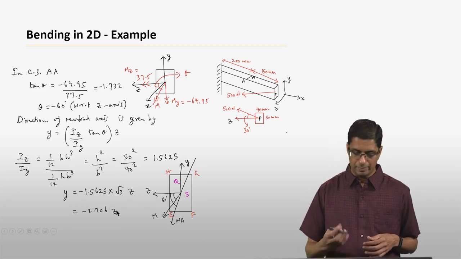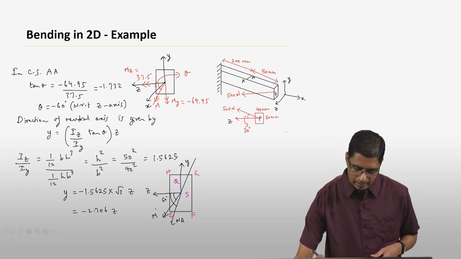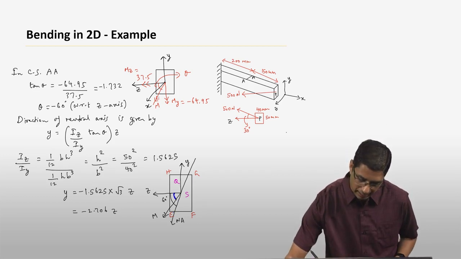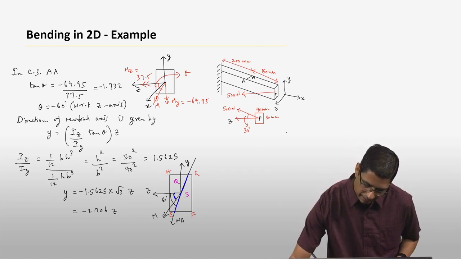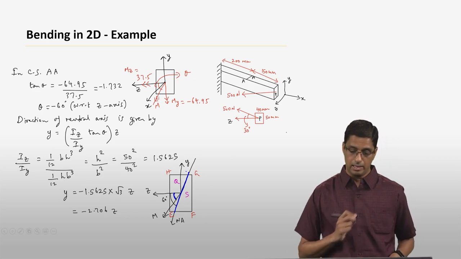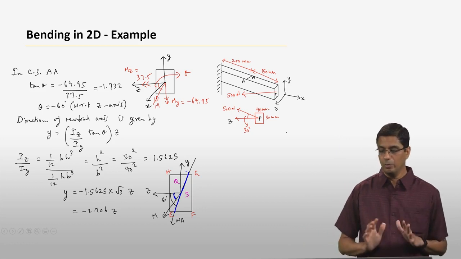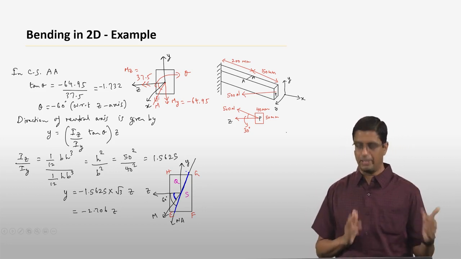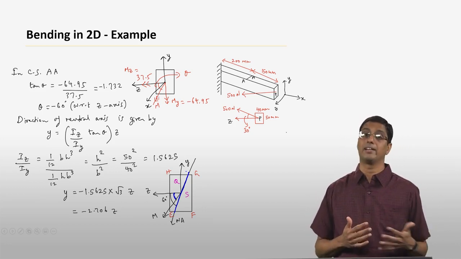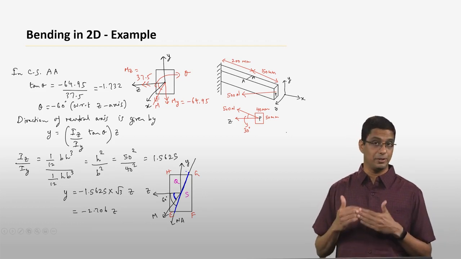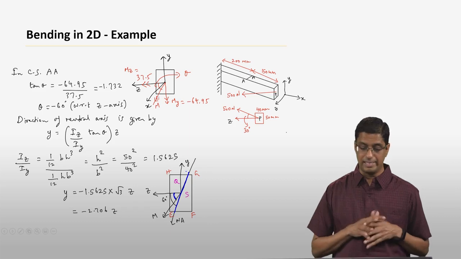So what it essentially means is that the moment is at 60 degrees, the resultant moment, but the neutral axis is at a steeper angle. And that is the neutral axis. We have already seen that for a rectangular cross-section, the direction of the resultant moment and the neutral axis doesn't usually coincide. So this is a clear example of that.